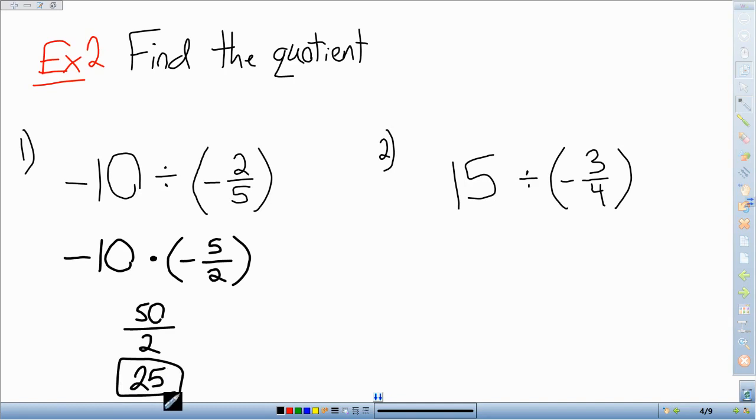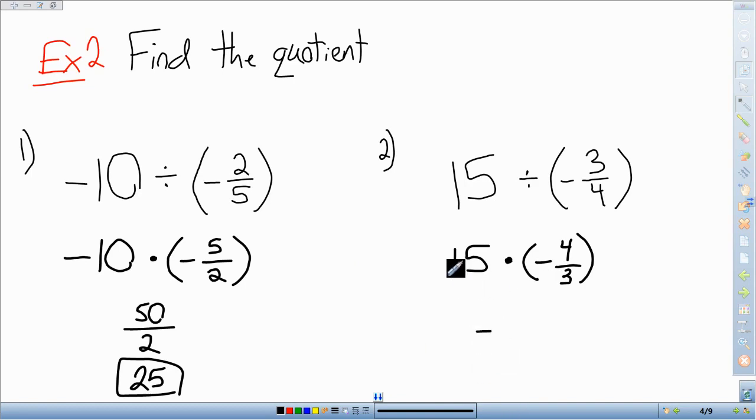All right, let's try it out with number 2 here. So same idea. We're going to freeze the first number, change the symbol from division to multiplication, and flip the second number, which turns into a negative 4 over 3. All right, I have a positive times a negative. So I know when I multiply these things together, I'm going to be getting a negative. I'm just going to go ahead and write it.